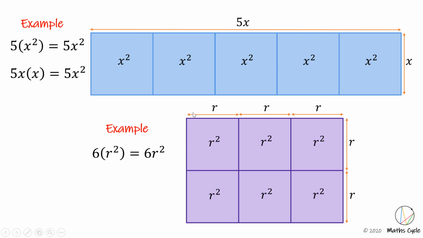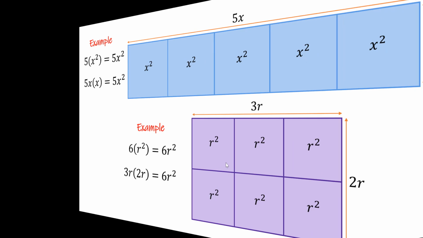Another way of looking at this is I have r plus r plus r on the top there. So I could call that 3r. And I've r and r on the side there. I could call that 2r. So 3r for the width, and here is the height, 2r. So 3r multiplied by 2r should be 6r squared also. So 3r times 2r equals 6r squared.